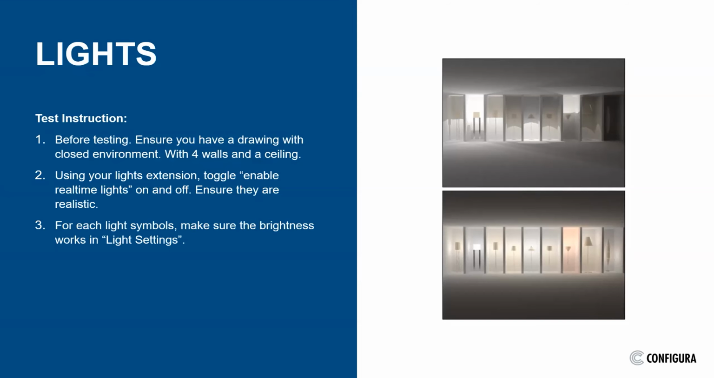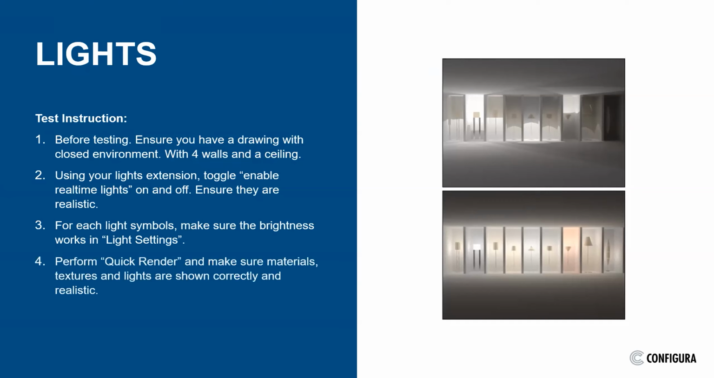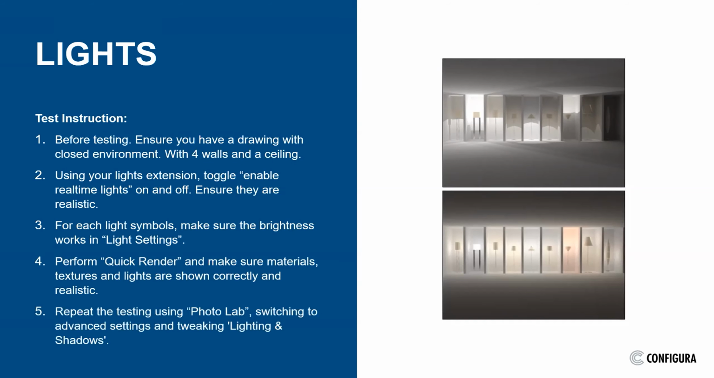And for each light symbol, you can toggle the brightness and make sure that it works in light settings. And you can perform a quick render and make sure that the materials, textures, and the lights shown are correct and realistic as well. You can also try this in PhotoLab, and you can switch to advanced setting and also play around with the lighting and shadow.